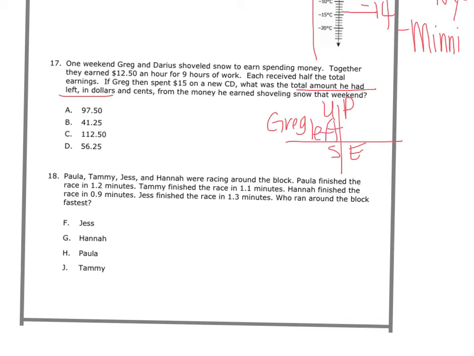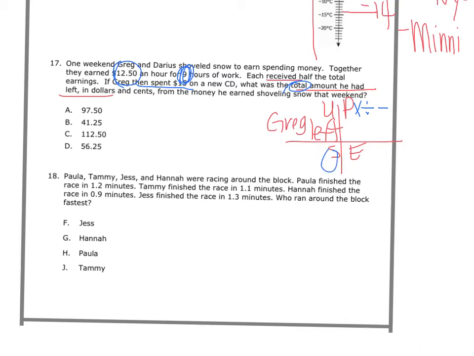Okay, first, this is each received half, so we're going to end up dividing. No, there's 9 hours of work for $12.50 an hour. So first we're going to multiply, and then we're going to divide it in half. And then he spent money on a CD, so that's subtraction next. It says, what was the total amount he had left? You guys, there's that total word, but sometimes that means just how much money did he end up with when it was all said and done. Okay, so let's solve it now. That's what S is in that.